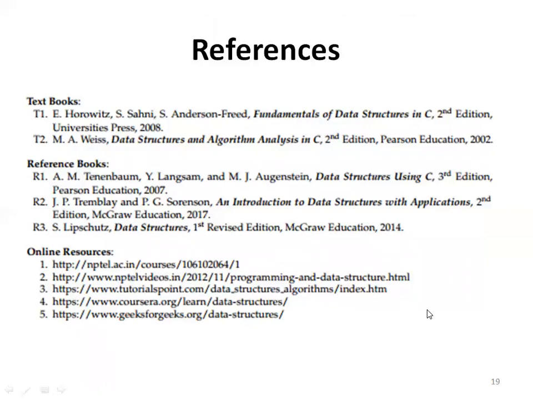So I discussed algorithm and features of algorithm, complexity of the algorithm, time complexity, space complexity, asymptotic notations, and the analysis of the algorithm.